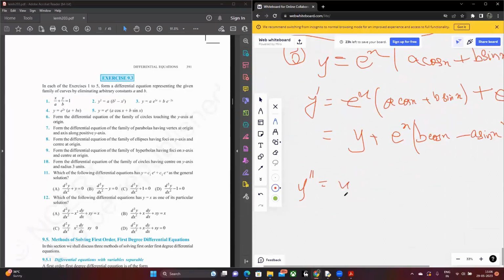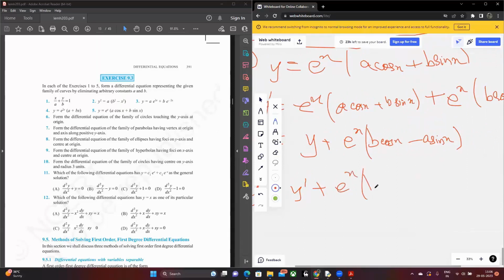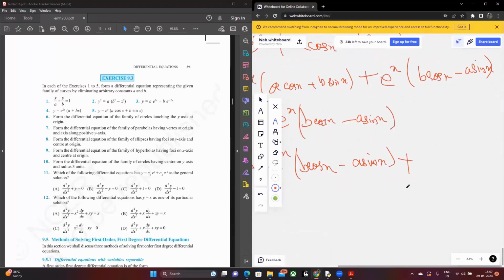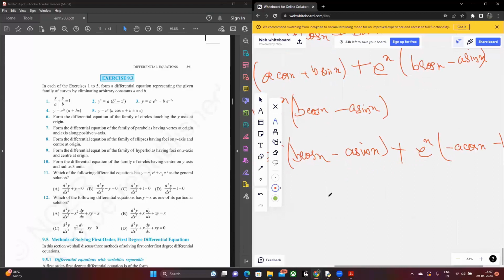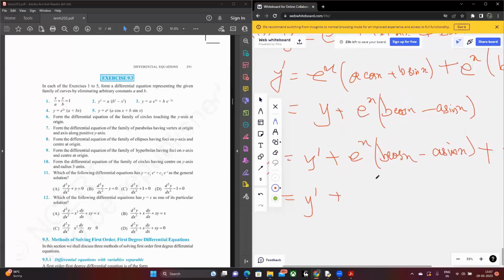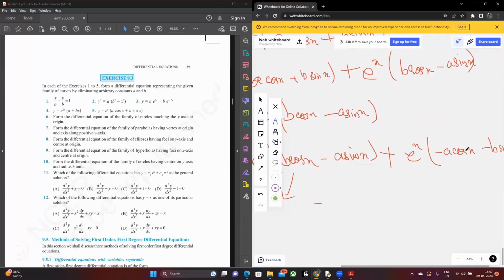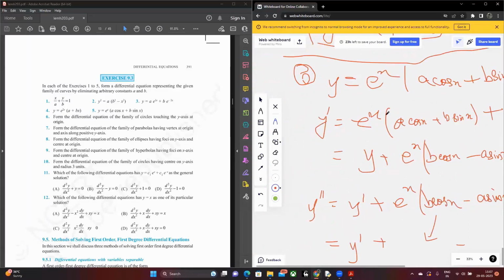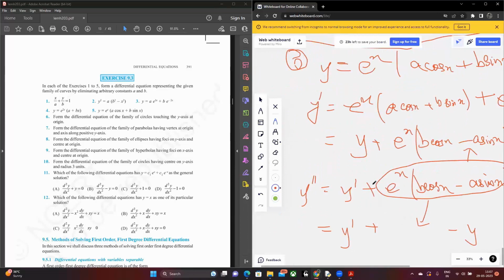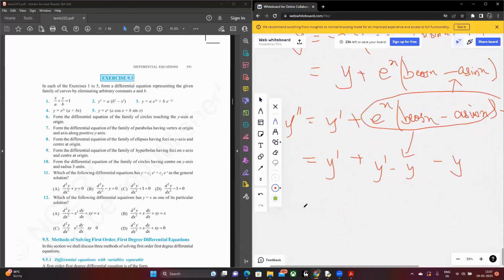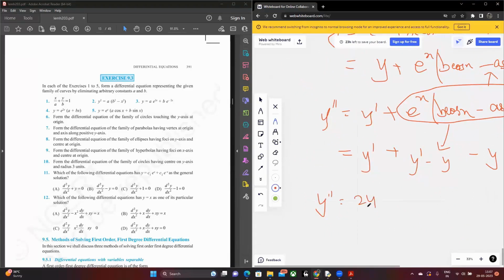y double dash, on the other hand, is basically y dash plus e power x into b cos x minus a sin x, minus, wait, it's plus e power x times minus a cos x minus b sin x, right? Which is basically y dash plus this term minus e power x into a cos x plus b sin x. That is this, that is y, right? And this term is basically this term, which is y dash minus y. So I can write here y dash minus y. Therefore, you have the differential equation y double dash equals 2y dash minus 2y. That's the required differential equation, right?